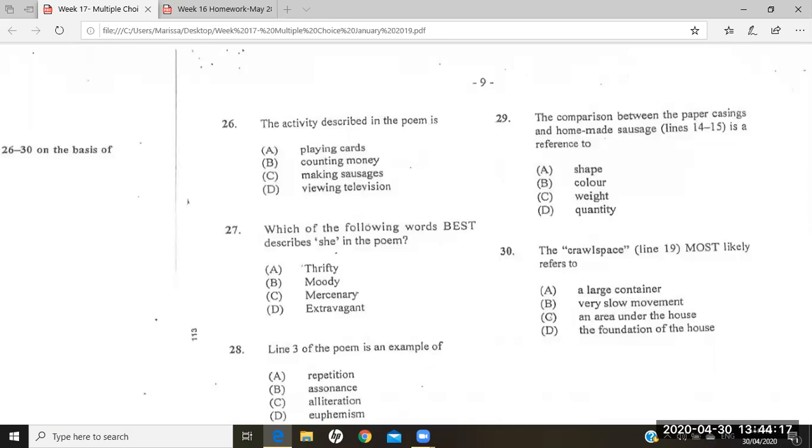28 says, line 3 of the poem is an example of what? And line 3 is when they say citronella candle scent in this space. So, Kawa, what did you remember this answer to be? Line 3 of the poem, when they say citronella candle scent in this space. That's an example of what device? We have repetition, assonance, alliteration, and euphemism. How do you remember your response for this one? So the line says citronella candle scent in this space. So that is an example of what device?